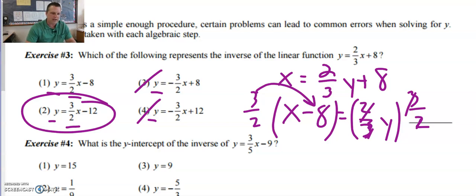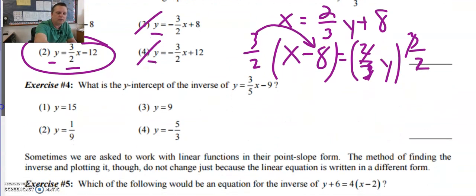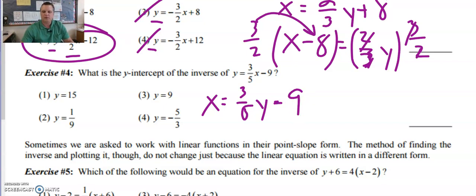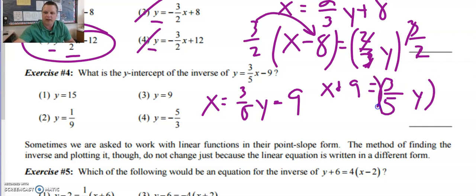What is the y-intercept of the inverse? So again, we're finding the inverse, switch the x and y. X equals 3/5 y minus 9. So 3/5 y minus 9. Bring the 9 over. I have x plus 9 equals 3/5 y. Multiply everything by 5/3. So you can see I'm looking for a y-intercept, not the equation.